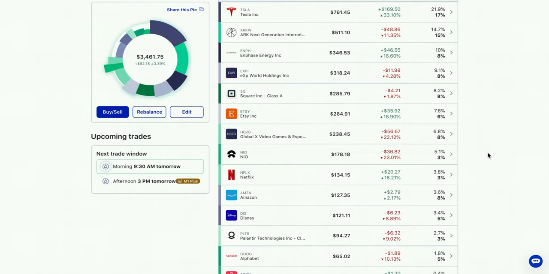These are all stocks that I believe in, whether I have their products or I use their products or I'm very familiar with their business model.